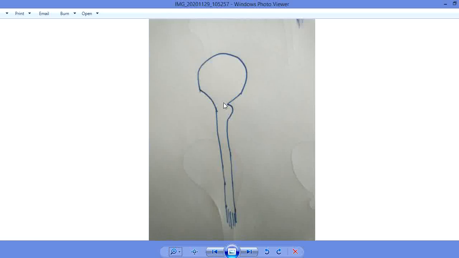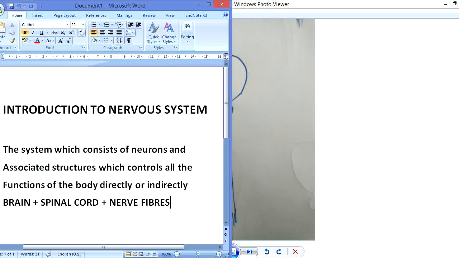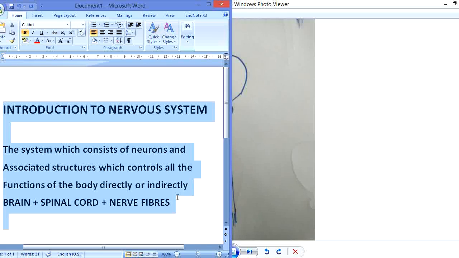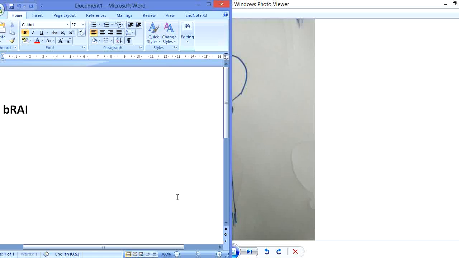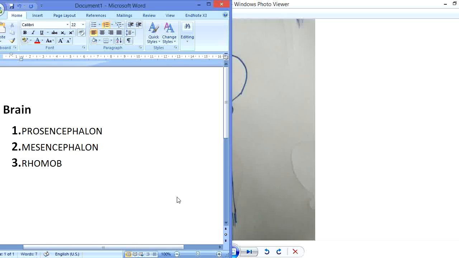Brain actually consists of three main parts. The brain is divided mainly into three main parts. That is, number one, prosencephalon. Number two, mesencephalon. And number three, rhombencephalon. You can call this simply as the forebrain.